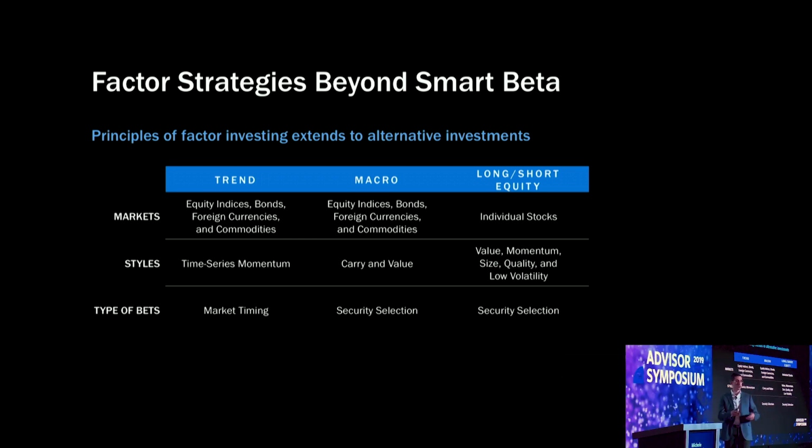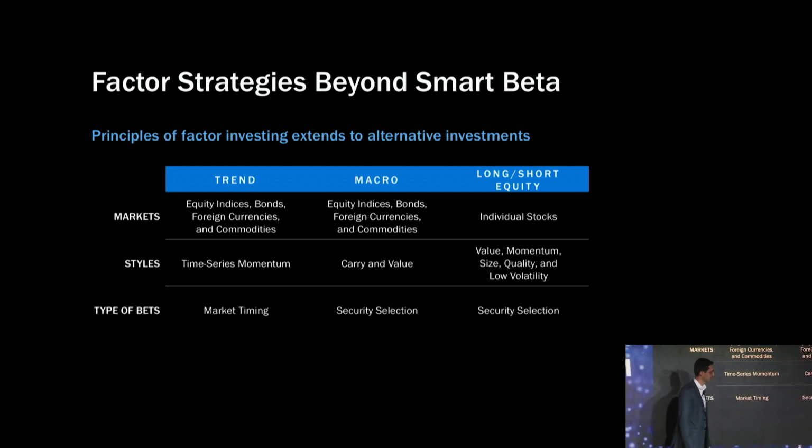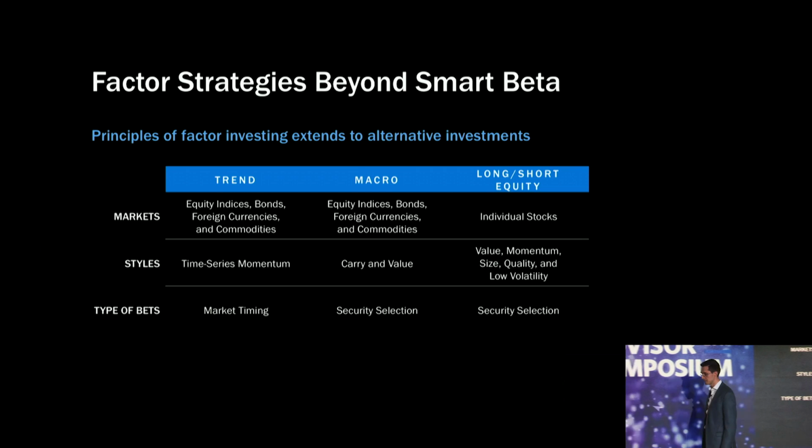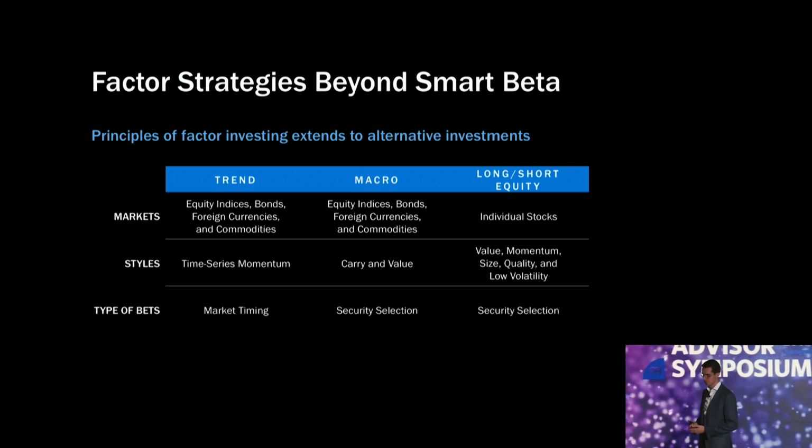And I constructed a portfolio across these different markets that is meant to represent the average performance of a trend following strategy. The second type of factor strategy that I have in my study today is called macro strategies. Exactly the type of strategy that Jim was referring to before.